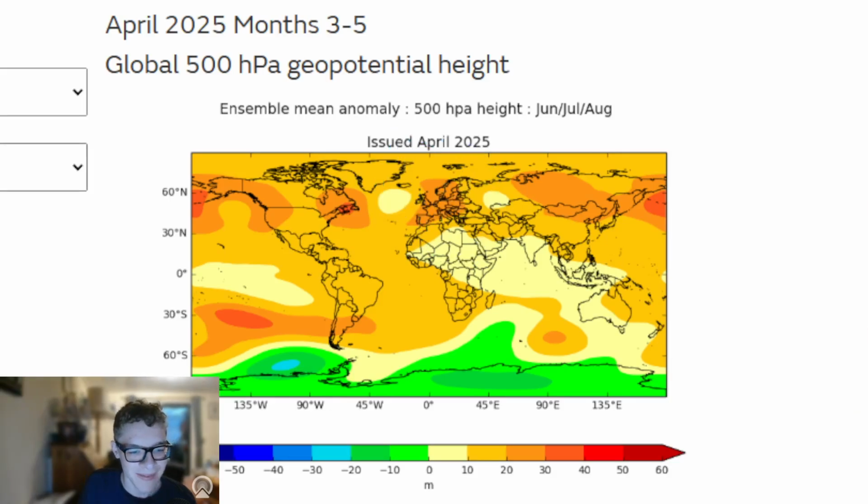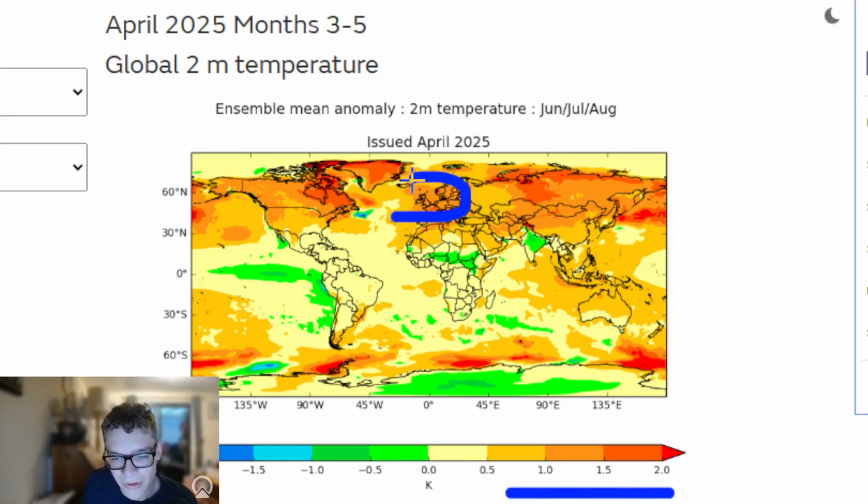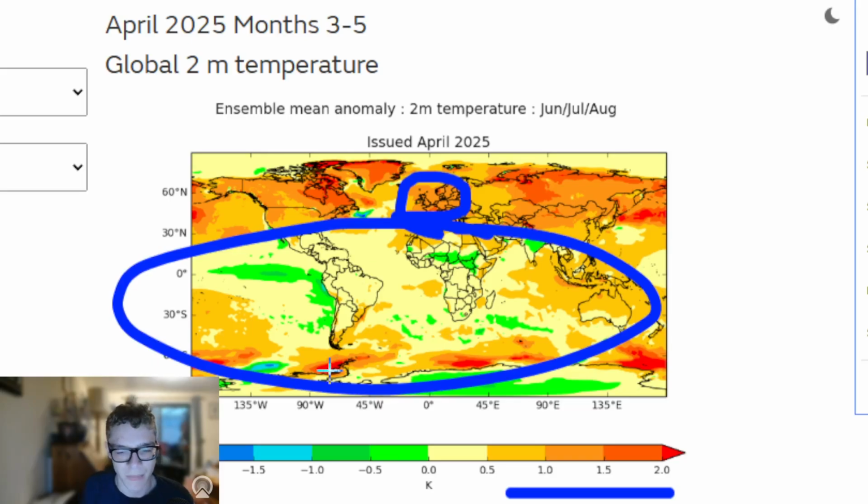If we have a look at the 2-metre temperatures, you can see we are in those, well, red colours, 1 to 1.5 degrees above average. In fact, much of the world is above average, besides in parts of Africa, Brazil, for example, western Chile in South America, but much of the northern hemisphere is above average. But yeah, that's just something I thought we'd show off today. And we'll move on to the next feature.